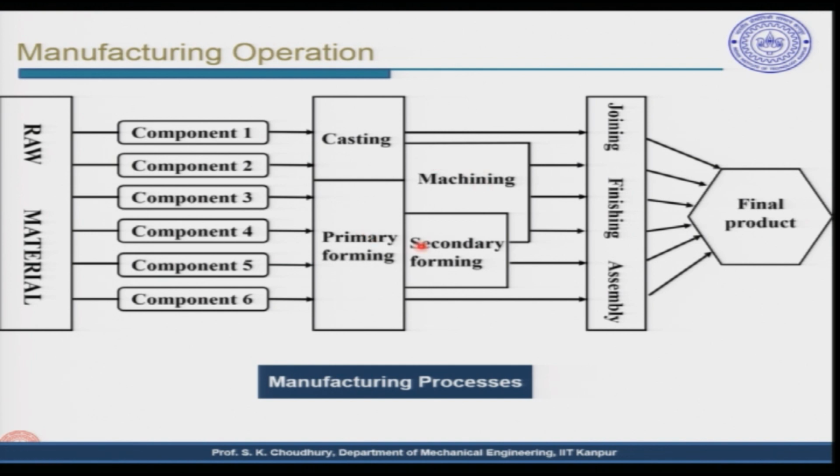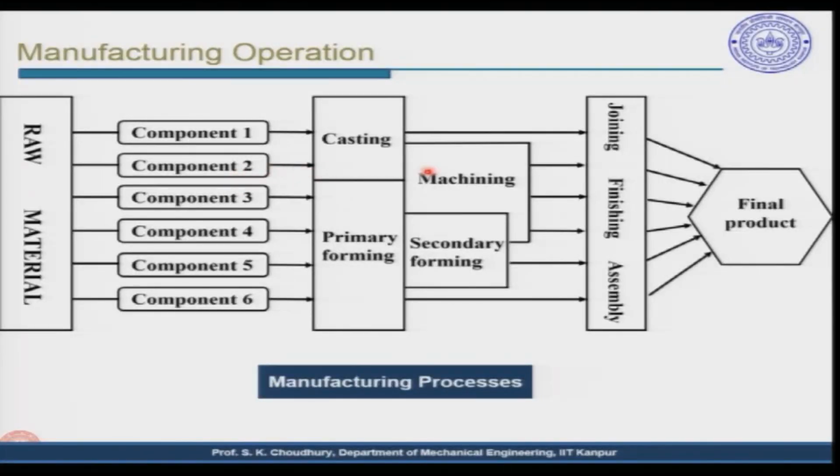Here all these are manufacturing processes, including the joining, finishing, assembly and so on. All right. So, here as you can see, the place of machining is here, meaning that all the components, 1 to 6, may not go through all the manufacturing processes. For example, here what is shown is that component 1 is going through casting, and after that it is going for joining. All right. Meaning that there are various casting processes which can make the final product, or it can go through casting, then machining, and then it can go to joining and so on.